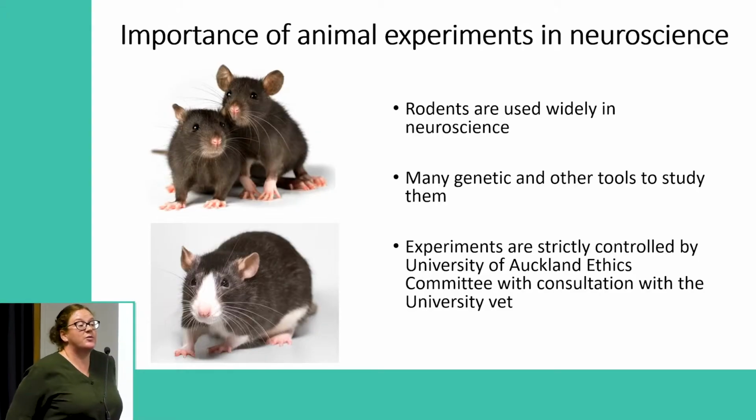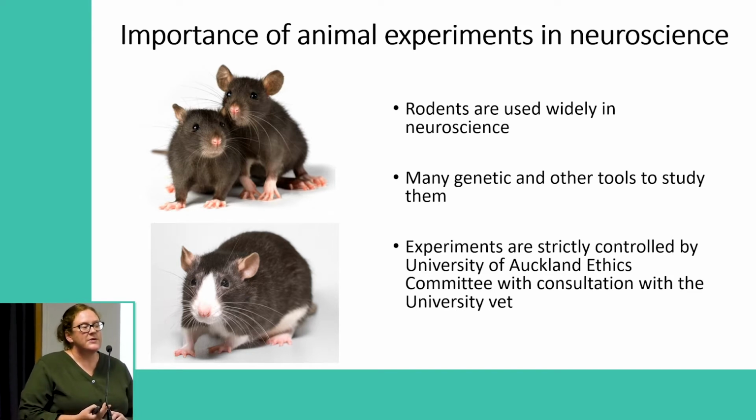So that's where we come to using animals. All of the work that I do is working with animals, so rodents, mice and rats. And these rodents are really widely used in neuroscience. There are so many different tools that are available now to study these animals and to also genetically modify them so that we can study different types of disease. And there are lots of different tools that we have, especially for looking inside the brain and studying how brain cells actually work, and even studying them over time.